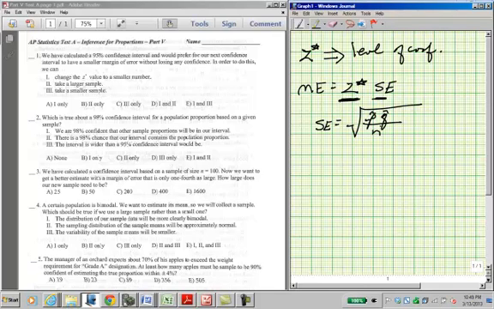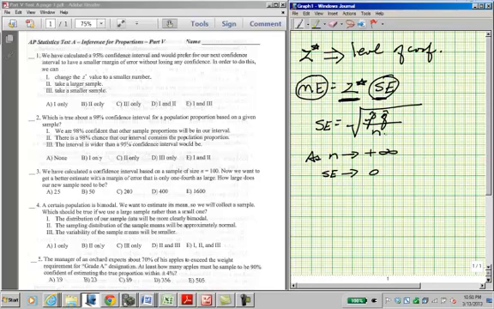So as n approaches positive infinity, that is, as it gets bigger, the standard error approaches 0, or it gets smaller. As n gets bigger, the standard error is going to get smaller. It's an inverse relationship. The bigger that n is, the smaller that the standard error is. So to make the margin of error smaller, we want to make the standard error smaller, so we make the sample size bigger.